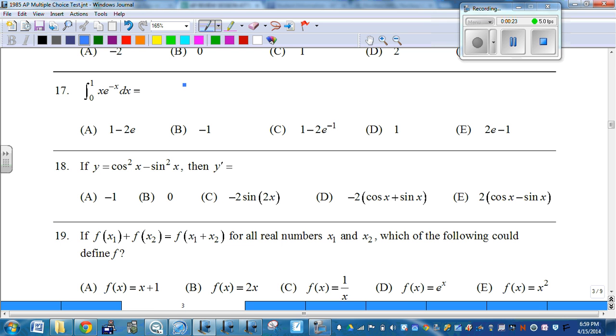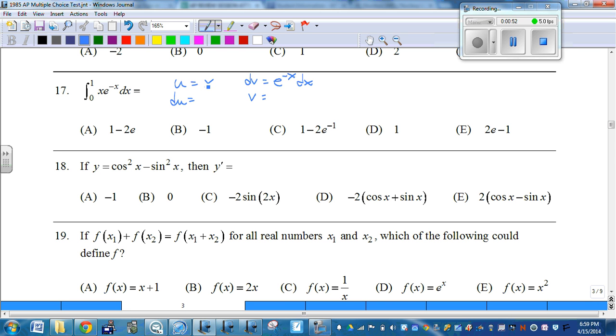So we need to figure out what's u, what's dv, and then we can figure out du and v. So remember, dv is going to be our more complicated part that has a nice easy antiderivative. U in this case, we're going to set that as x. dv is going to be e to the negative x dx.